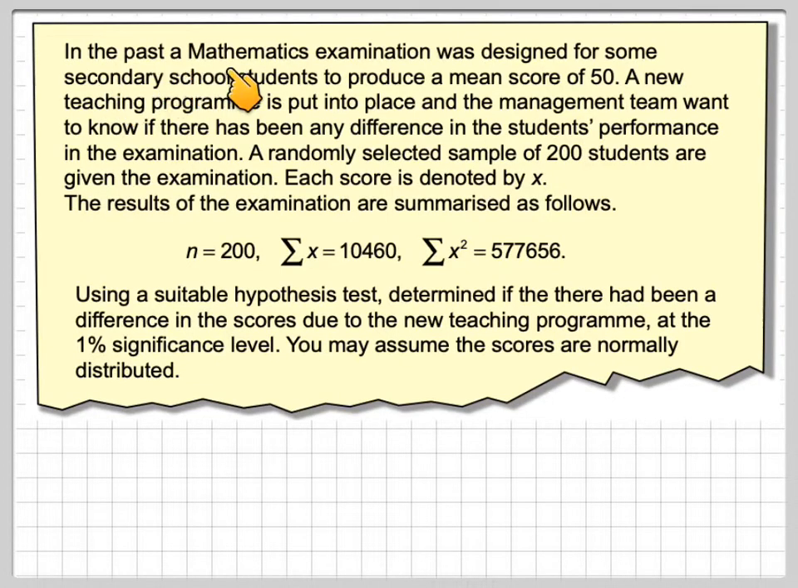In the past, a mathematics examination was designed for some secondary school students to produce a mean score of 50. A new teaching program is put into place and the management team want to know if there has been any difference in the students' performance in the examination. A randomly selected sample of 200 students are given the examination.